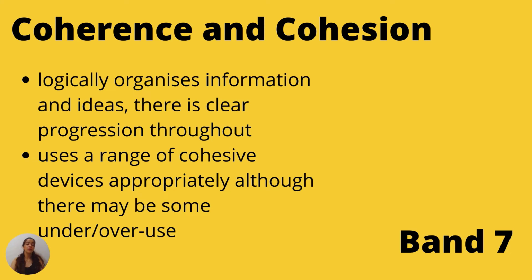So in order to do that, you've got different kinds of devices, like a range of cohesive devices that if you need to get a band 7, you need to use them appropriately, although there may be some under or overuse. So it is saying that sometimes students try to overuse these cohesive devices. For example, every sentence starts with a cohesive device, which is not natural. Even in your first language, you wouldn't do that, would you?